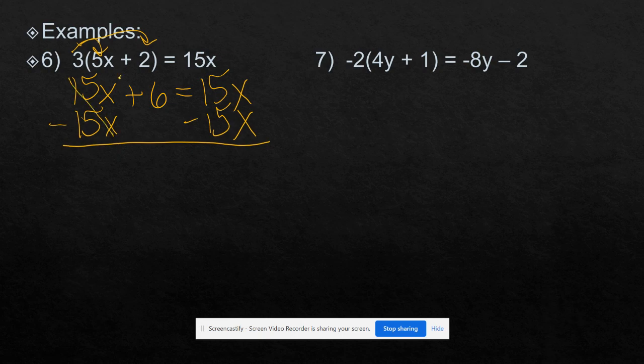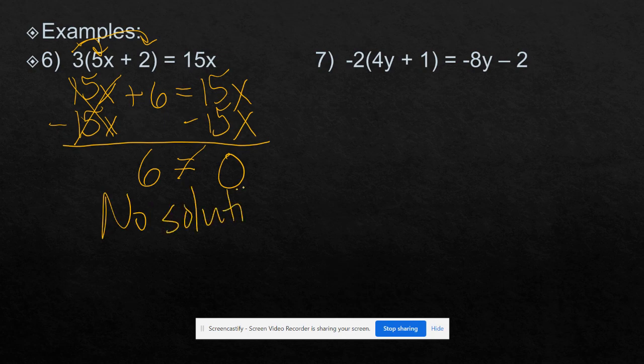15x minus 15x is 0 over here on the left, leaving us with a positive 6. And 15x minus 15x is 0 on the right. We do want to go ahead and write that 0 down. And we see 6 is equal to 0. That is definitely not true. So this has no solution.